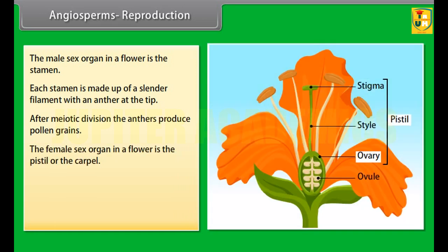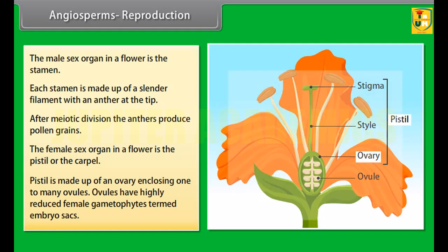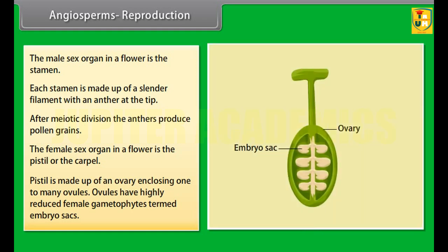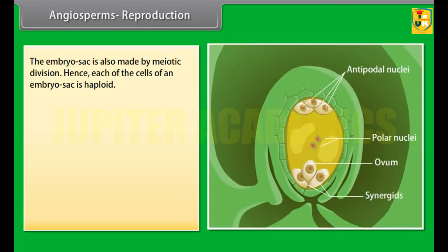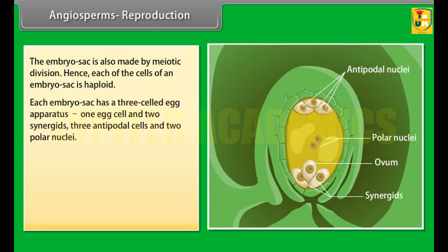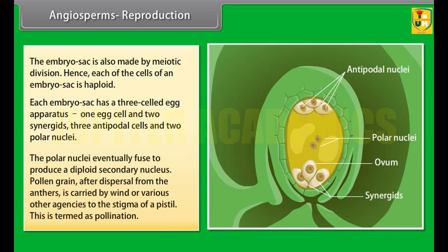The female sex organ in a flower is the pistil or the carpel. Pistil is made up of an ovary enclosing one to many ovules. Ovules have highly reduced female gametophytes, termed embryo sacs. The embryo sac is also made by meiotic division. Hence, each of the cells of an embryo sac is haploid. Each embryo sac has a 3-celled egg apparatus, 1 egg cell and 2 synergids, 3 antipodal cells and 2 polar nuclei. The polar nuclei eventually fuse to produce a diploid secondary nucleus.